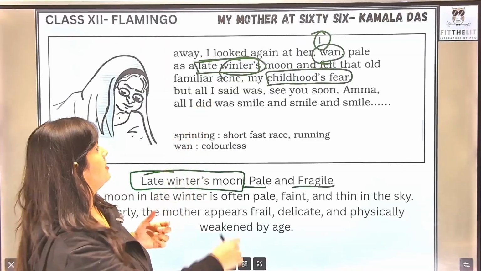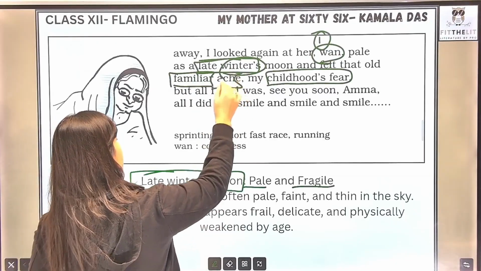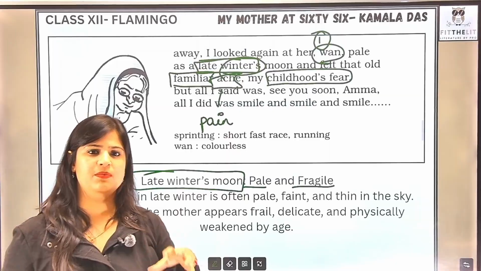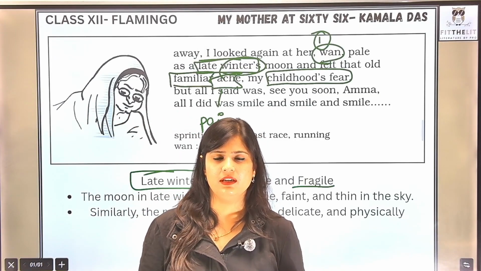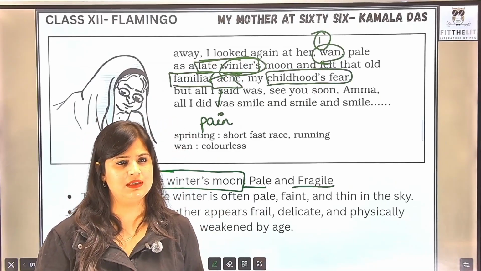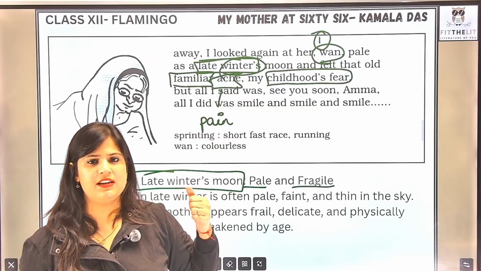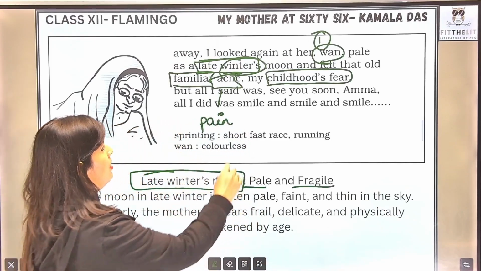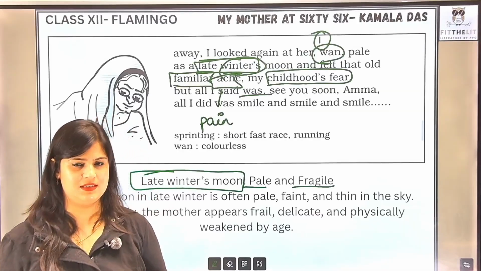But what is that familiar? एक meaning जाना पहचाना, right? Ache means pain. So she is reminded of that same ache, the same pain, the same kind of fear that she had in her childhood. And what is that fear? To lose her mother. And although that fear creeps into her mind and she again has those same negative thoughts, but all I said was, see you soon, Amma, and all I did was smile and smile and smile.